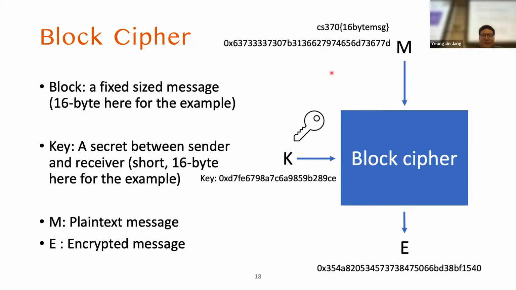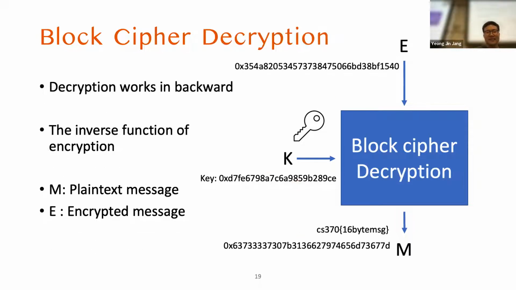The important thing here is that the block size is fixed. So for example, here it is 16 bytes. Then the message size should be 16 bytes, and the resulting encrypted ciphertext size also needs to be 16 bytes. Because what a block cipher does is create a one-to-one onto mapping between the two 128-bit integer spaces. And it's something like shuffling the thing based on the key. So the decryption works in opposite.